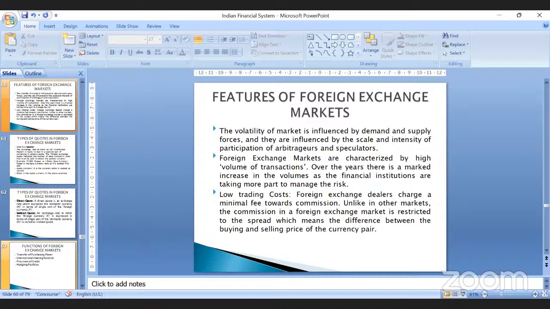Not only that, one of the important features of the foreign exchange market is low trading cost. A minimum fee is charged as commission, whereas in other markets the fee is comparatively high. But in the foreign exchange market, the commission that the dealers charge for such exchange is usually low when you compare it with other markets.